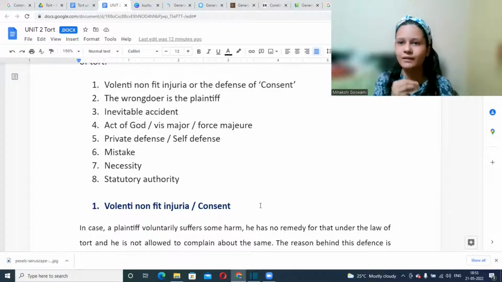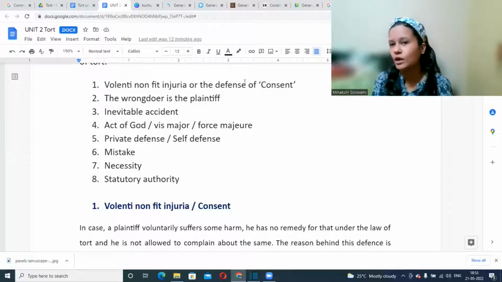So they are asked to sign a consent form, as in there was no need for you to go on such a show where such things are likely to happen. But even then you went there, so you should not complain later that it was insulting for me, because you know what kind of show that is. That is nothing but voluntary non-fit injury, or the defense of consent.